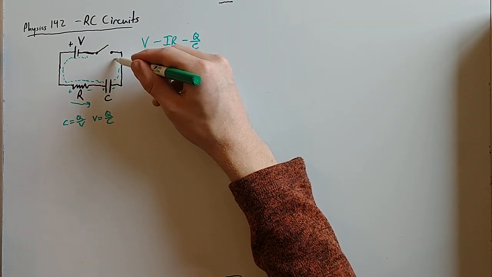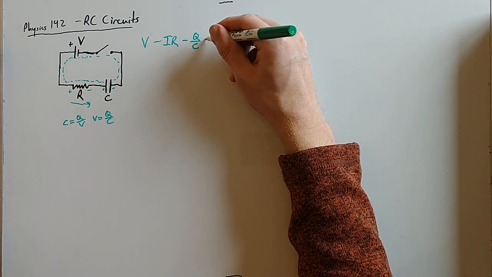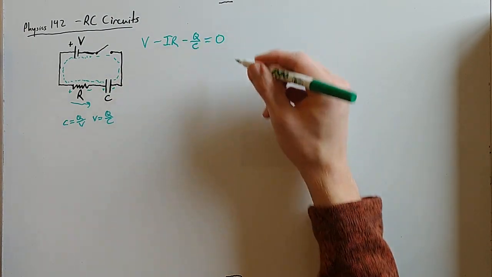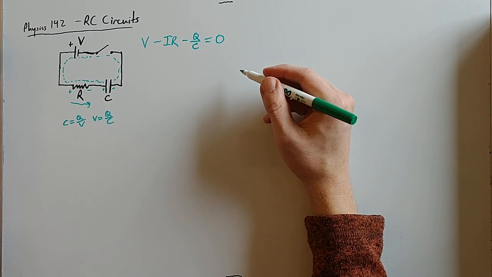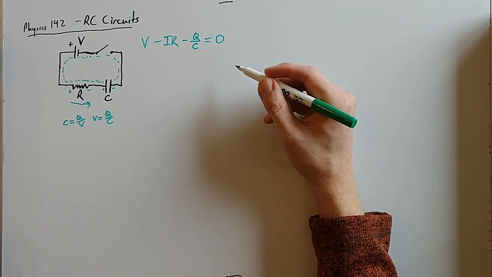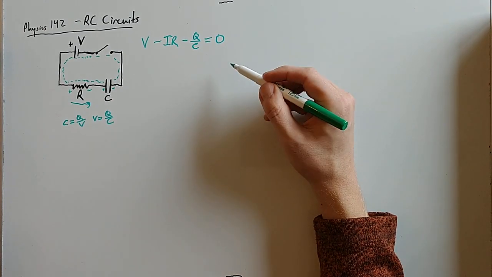And then we're going to get back to where we started. So that whole thing must equal 0. Now, the trick here is, well, what do we do next?